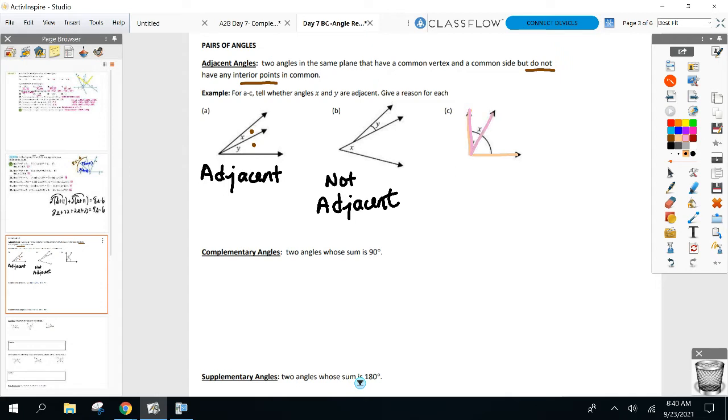What do you think? No. They have a common vertex. They have a common ray. What's the problem? If you put a point in angle Y, there's also an angle X. Watch, ready? That's in X, isn't it? Is it also in Y? Yeah, that can't happen. They can't have points in common. So that's why that one does not work. It's not adjacent.